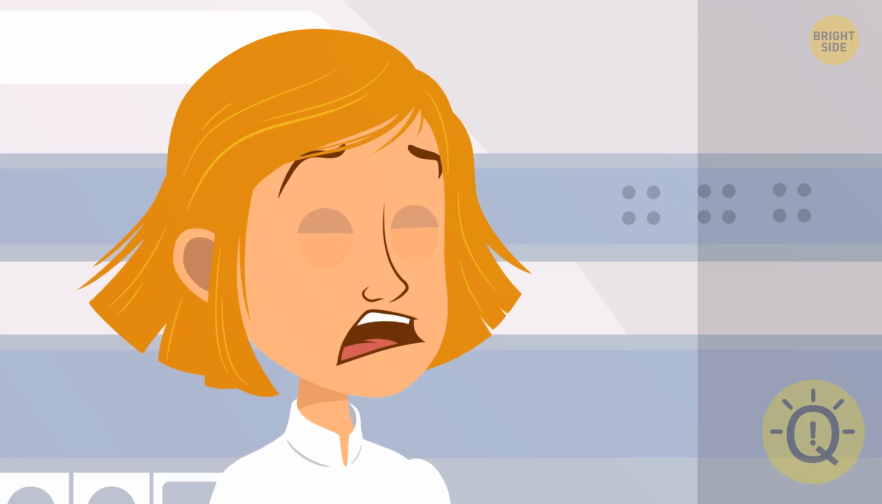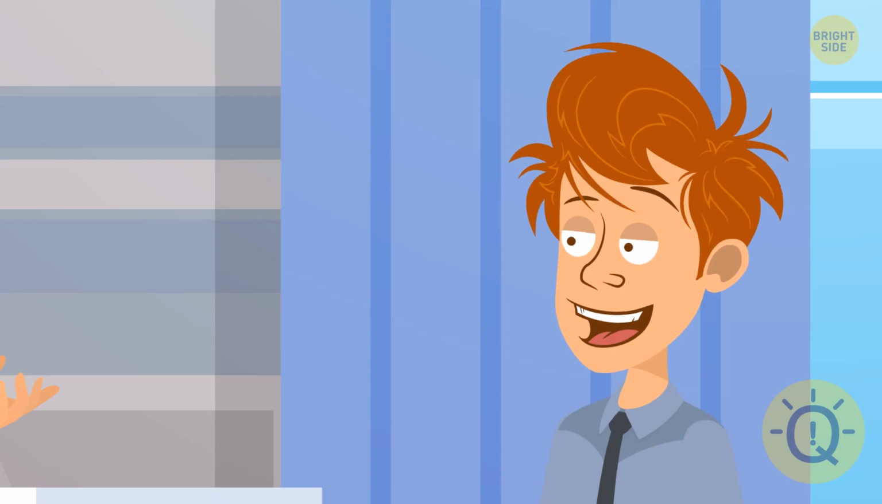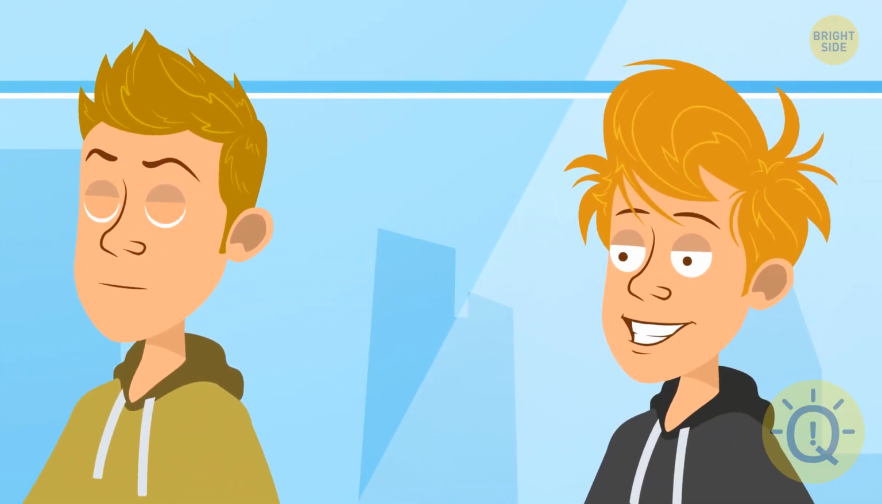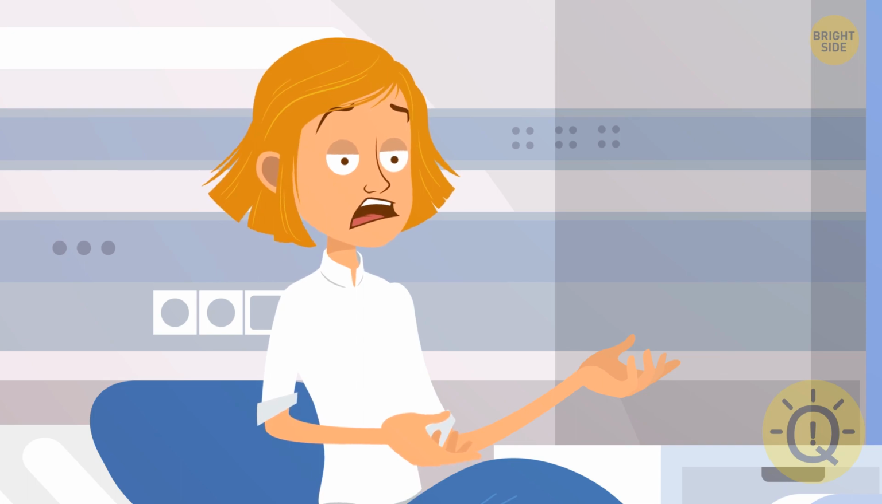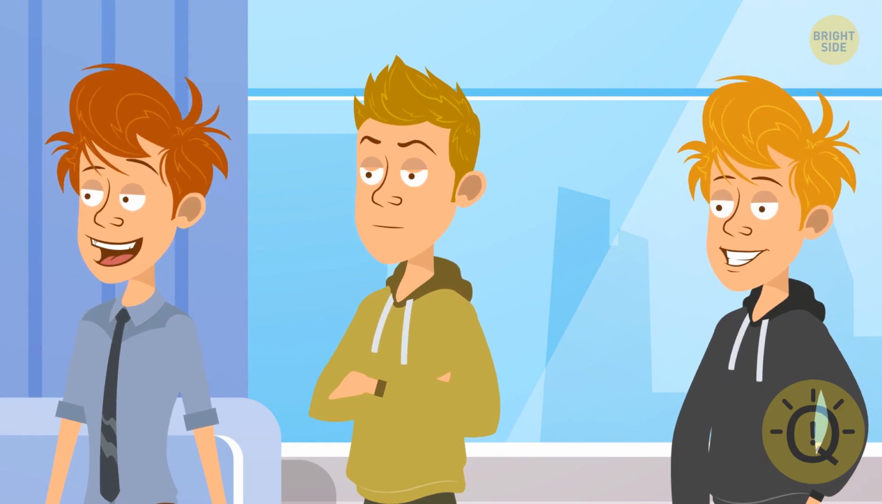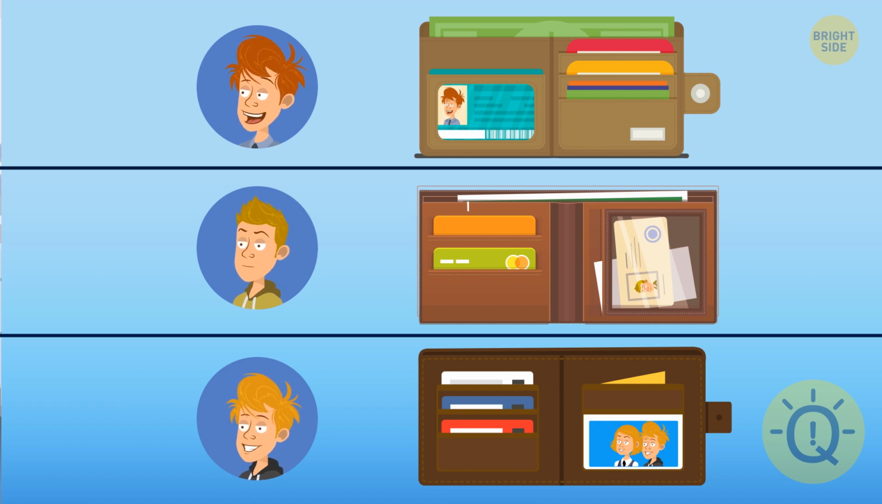After an accident, Samara was experiencing memory loss. 3 guys came to visit her: her twin brother, her long-lost cousin she hasn't seen for 10 years, and a guy from school who liked her but she never talked to. Take a look at their wallets and decide who is Samara's brother.